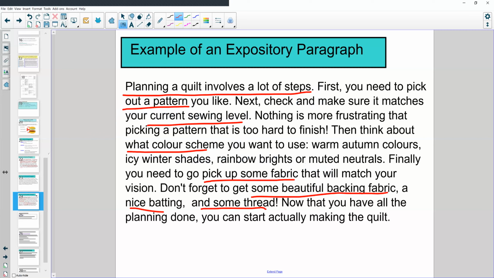And now we're at our closing sentence. And you can see, I'm going to switch colors here just to kind of emphasize. Now that you have all the planning done, you can start actually making the quilt. It kind of echoes, or, sorry, repeats the first sentence. Planning a quilt involves a lot of steps. We're talking about planning. You could actually start making the quilt, right? It isn't really giving you new information. It's more summarizing the information you've already given.